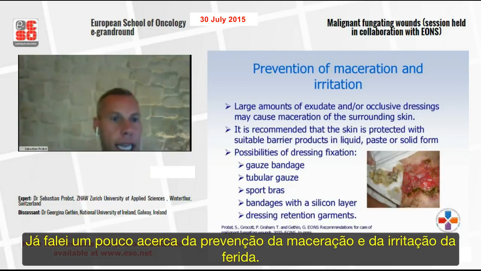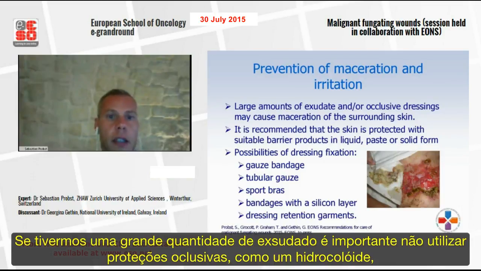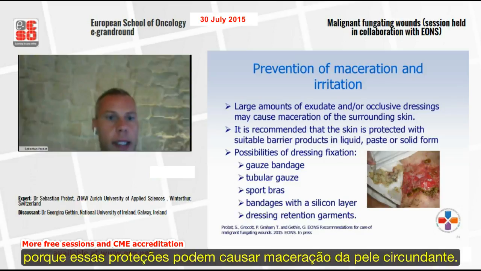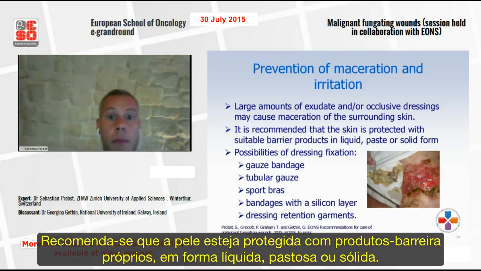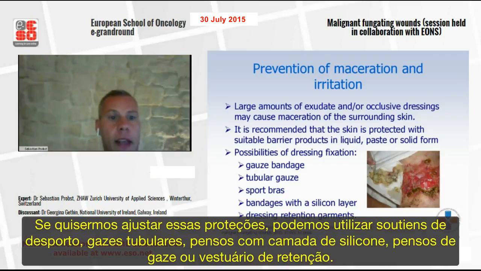Prevention of maceration and irritation of the wound. I was already talking a little bit about that. As I already said, we have large amounts of exudate, and that's why it's important not to use occlusive dressings like a hydrocolloid, because these dressings can cause maceration of the surrounding skin. It is recommended that the skin is protected with suitable barrier products in liquid, paste, or solid forms. To fix these dressings, we can use regular sport bras, tubular gauzes, bandages with a silicone layer, gauze bandages, or dressing retention garments.